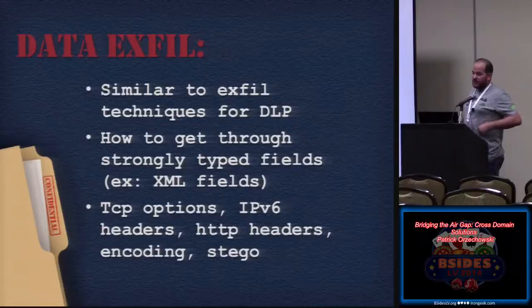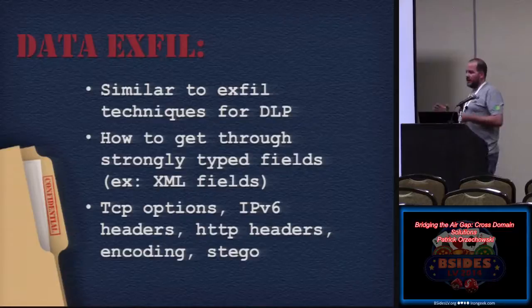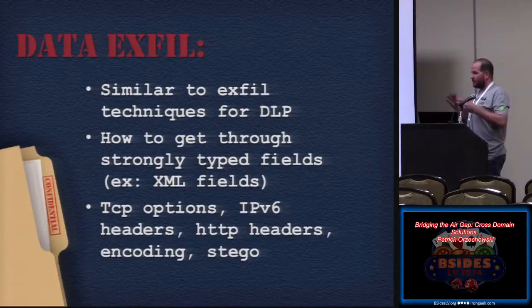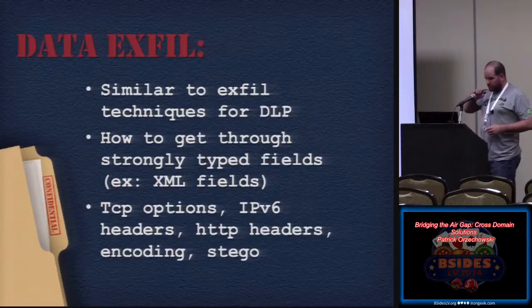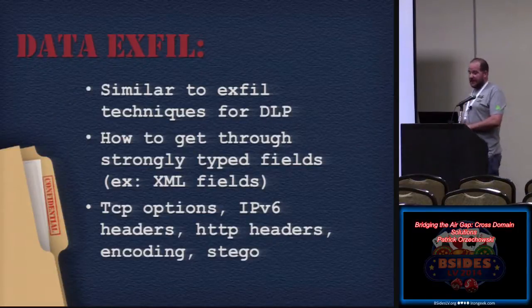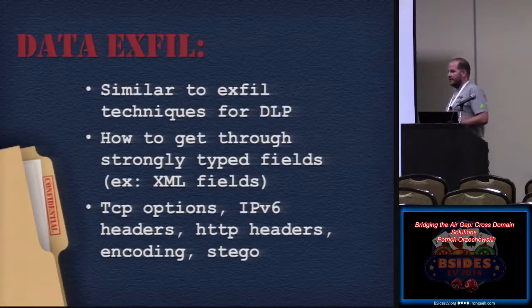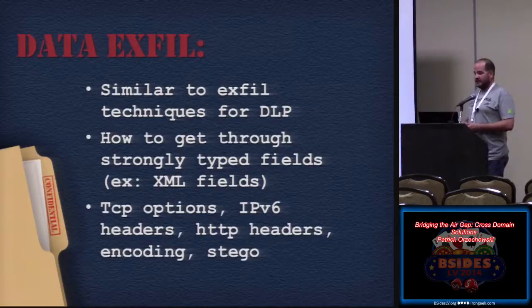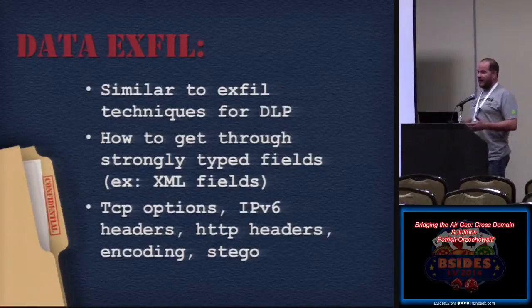Data exfiltration, similar exfil techniques for DLP. How do you get through those strongly typed XML fields? Can you encode the data, right? You might know that it takes a 10-digit number, but can you encode data within that to exfil classified data from top secret to secret? Some other things off the top of my head. TCP options, you can encode data there. IPv6 headers, HTTP headers, regular data encoding, base 64 encoding. If you're not looking for that, it'll pass through your CDS and potentially get out. Steganography, if you're passing imagery data, people can hide stuff in there, right?